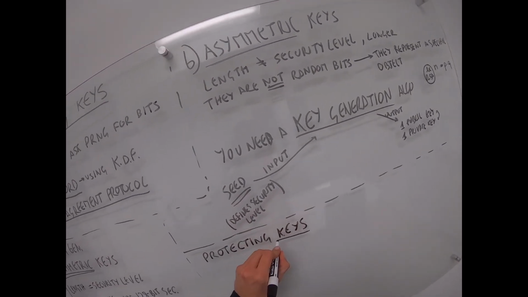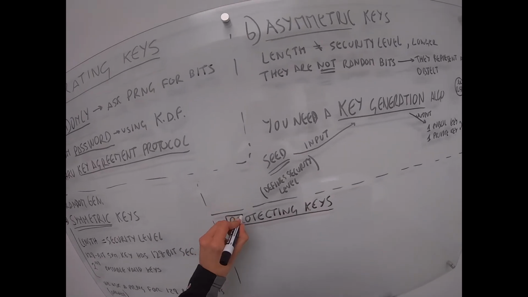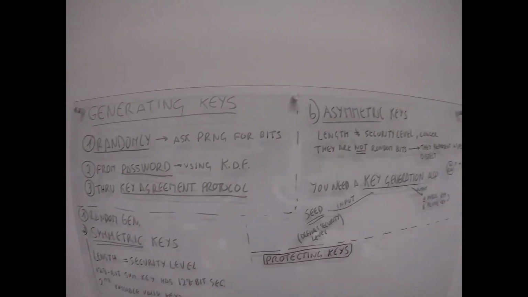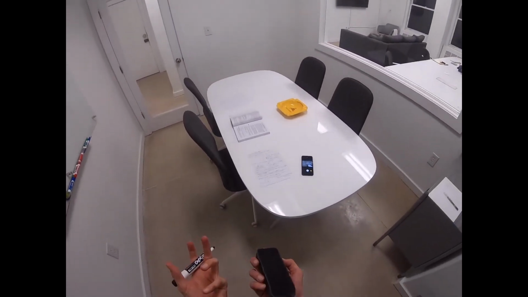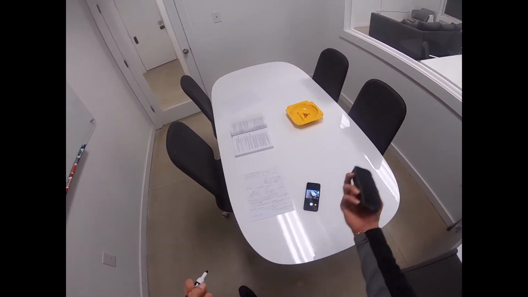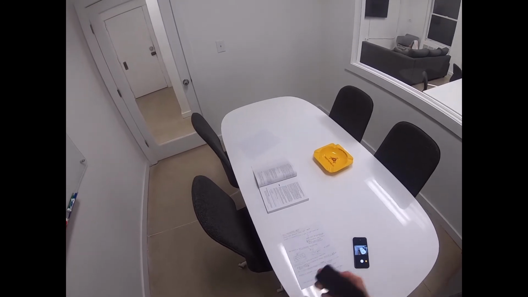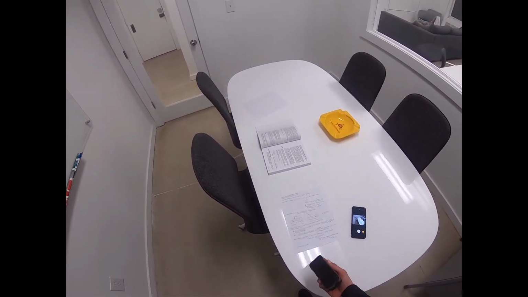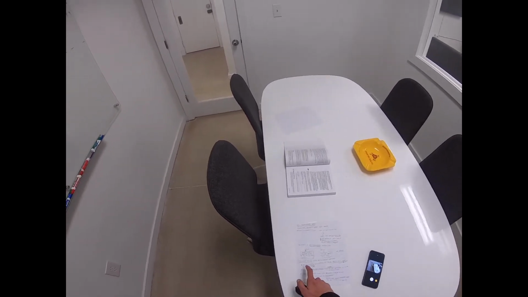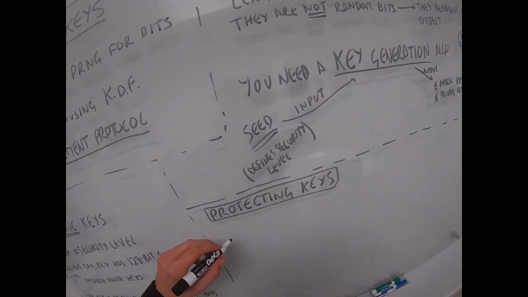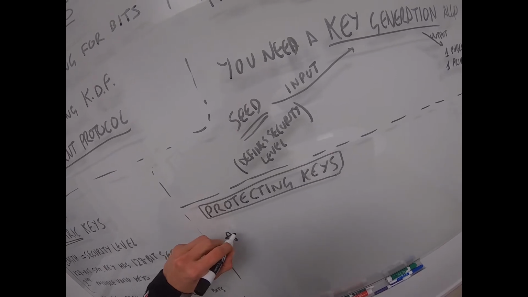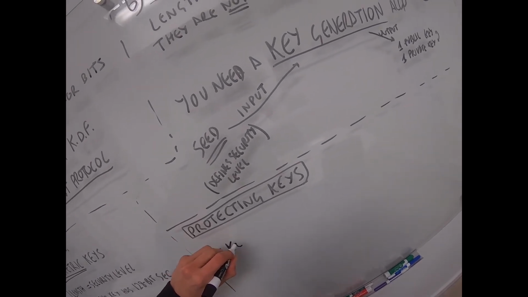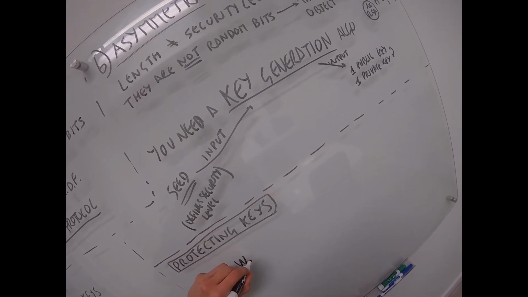Okay, how do we protect keys? Because we generated them, we have them. Obviously, we don't want anything bad to happen to them. We don't want to lose them. We don't want somebody else to eavesdrop, steal, or read them, because if not, we're screwed. So there's a thing called key wrapping. We have three ways. One is key wrapping.